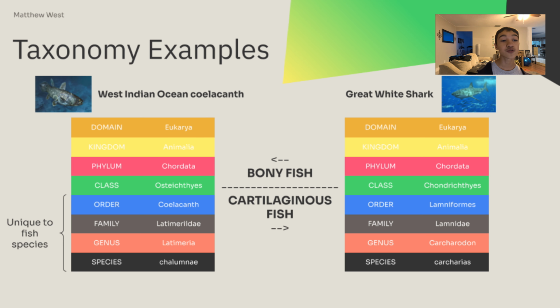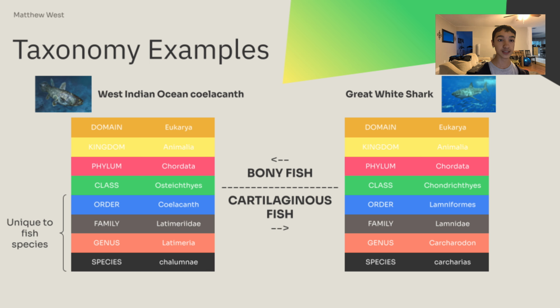Here are some different taxonomy examples. On the left, the West Indian Ocean coelacanth, which is a type of bony fish, you can see that it has domain Eukarya, Animalia, and Chordata. Same for the right, the great white shark: Eukarya, Animalia, and Chordata. Where it differs is with the class of Osteichthyes and Chondrichthyes, and then the last four are unique to the different fish species.